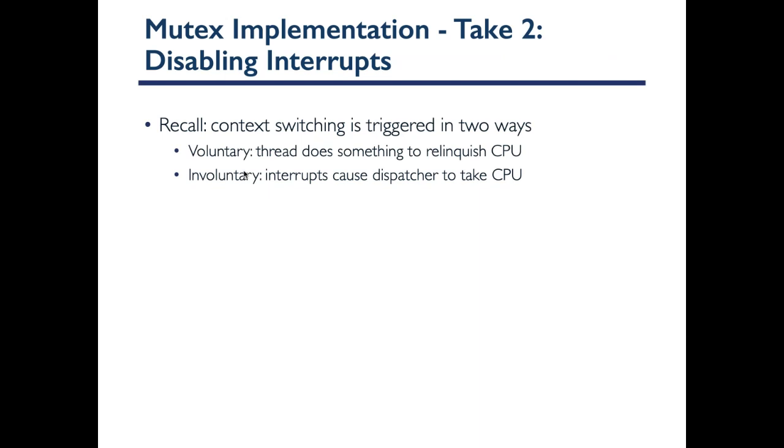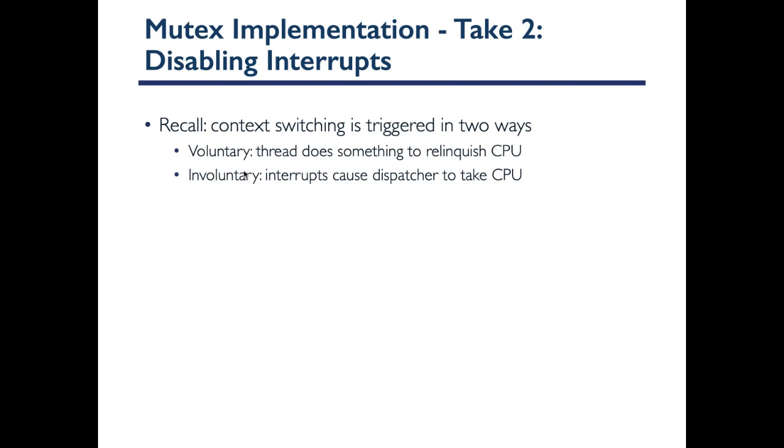So that was take 1. That's the first thing you can do. That wouldn't even require operating system support. A user library can do that, or user space code can do that. Now the second take, let's implement mutexes using interrupts, by disabling interrupts.